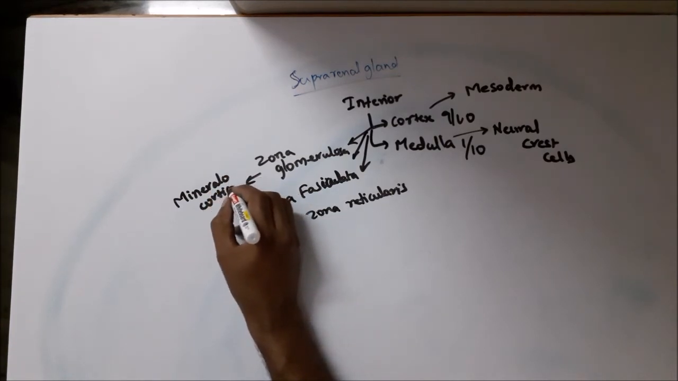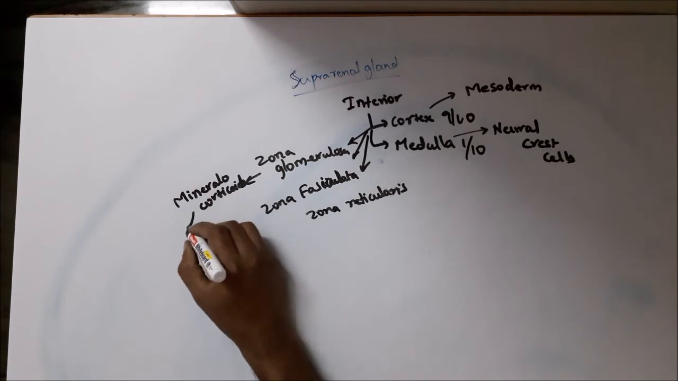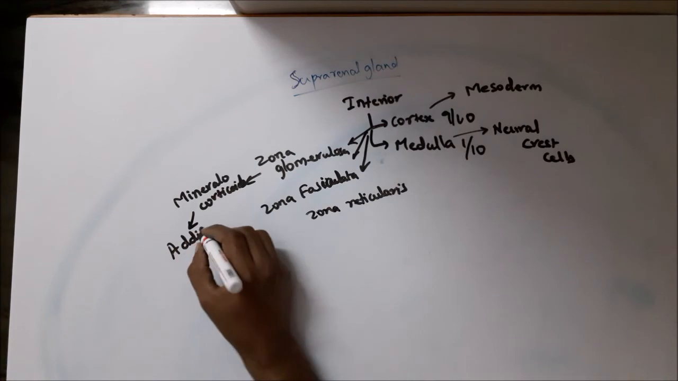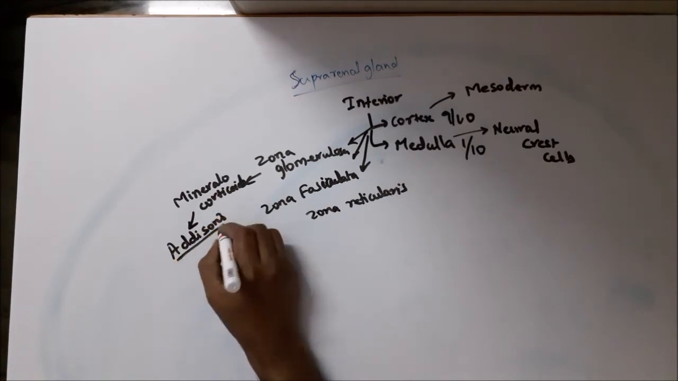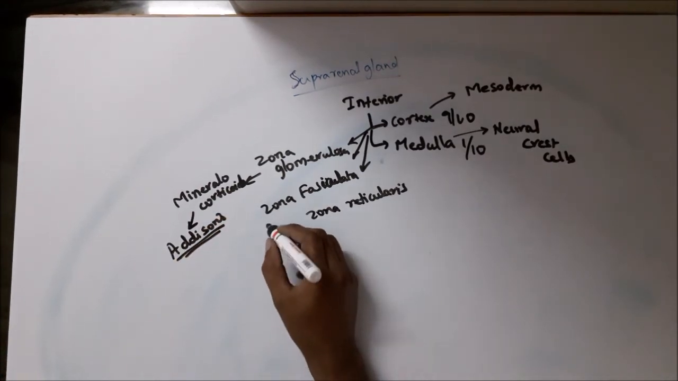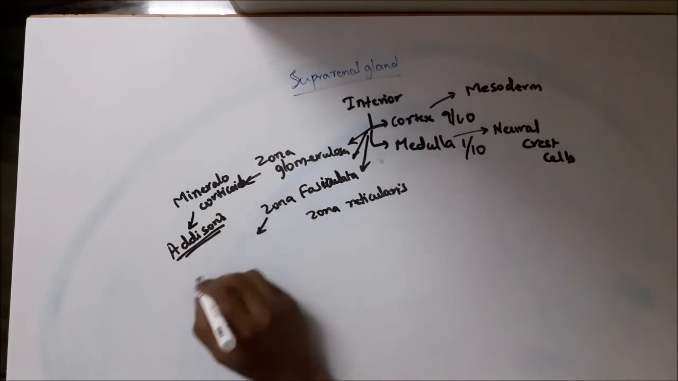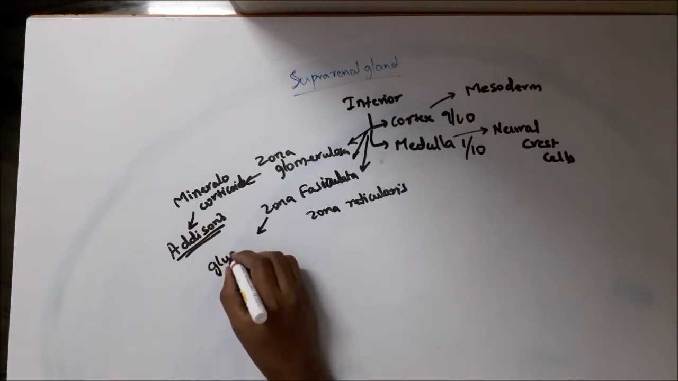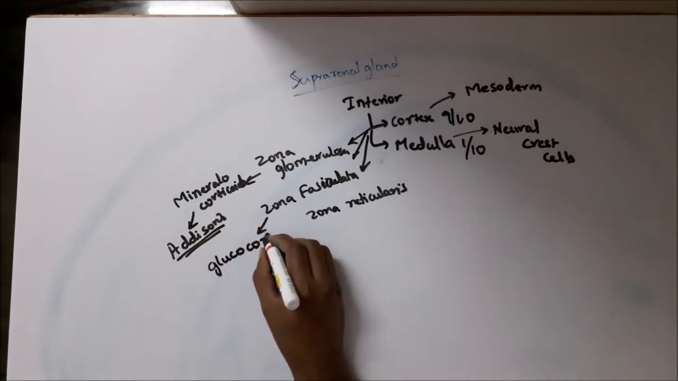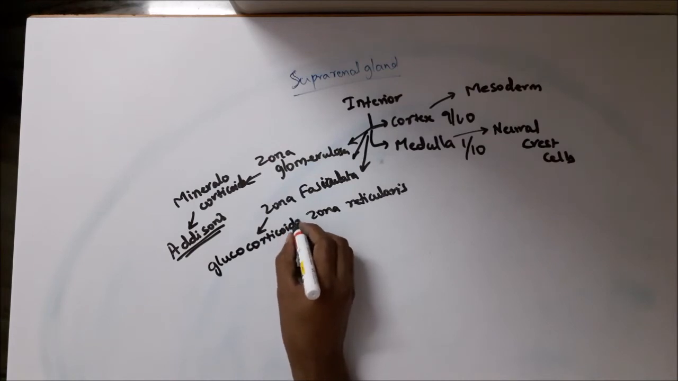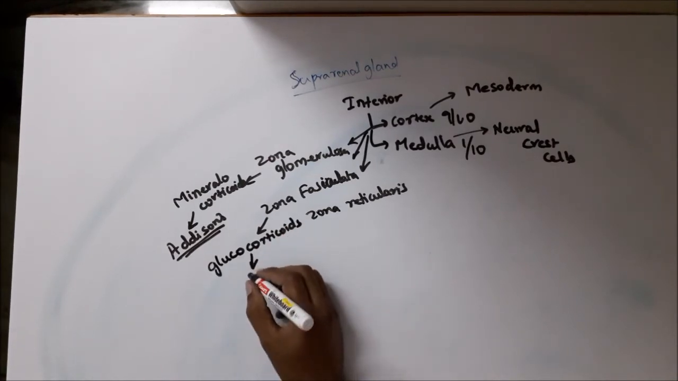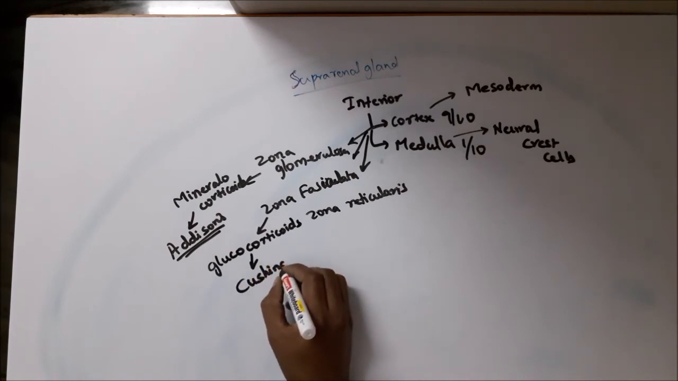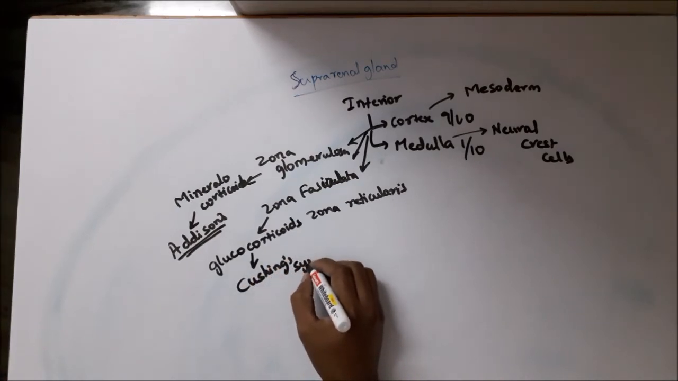So zona glomerulosa is concerned with secretion of mineralocorticoids. One of them is aldosterone. If there is a decrease in the secretion of that, we have a disease called Addison's disease. So this is the applied aspect for this zona glomerulosa. Zona fasciculata is concerned with secretion of glucocorticoids. One example is cortisol. If there is excess secretion of these glucocorticoids, we have Cushing's syndrome.